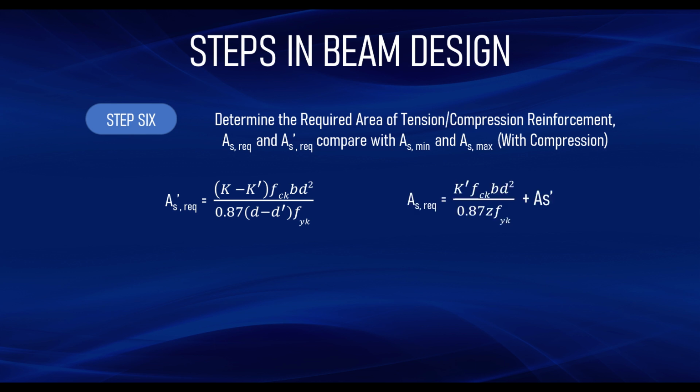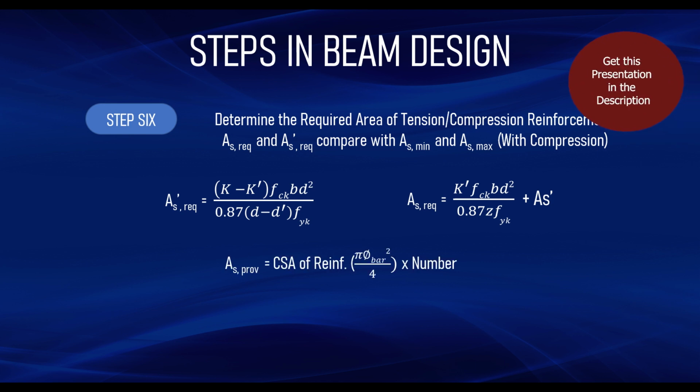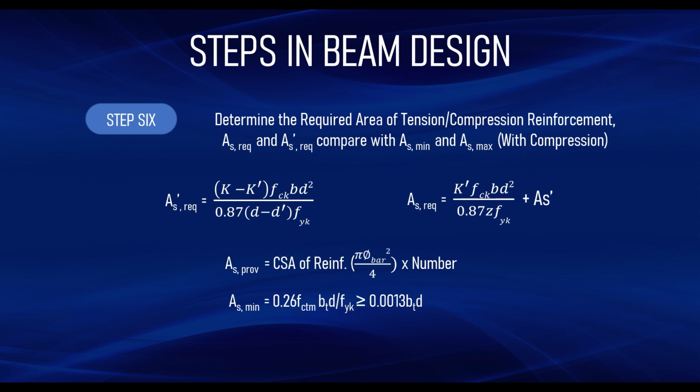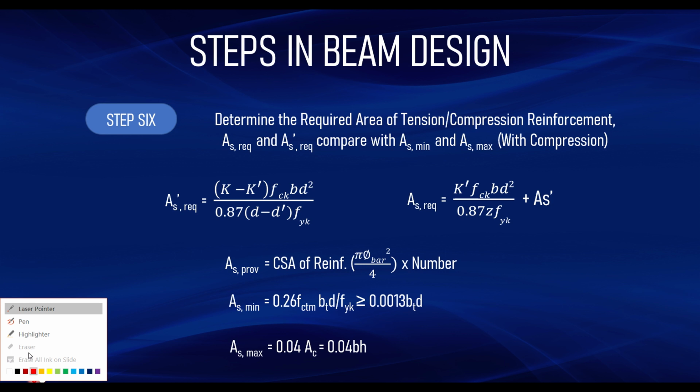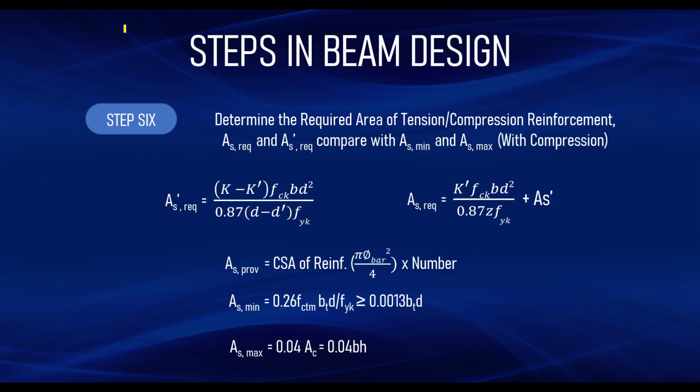The area of tension reinforcement is also given by this formula. Substitute your parameters and then you get the area required. Then you have to provide an area just like we did in the previous slide. Then you compare the area with the AS minimum, you compare the area with the maximum amount of reinforcement. So these are the ways in which you can design a rectangular beam against bending effect.